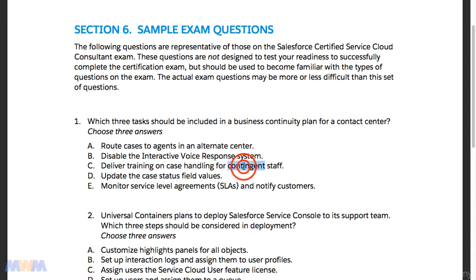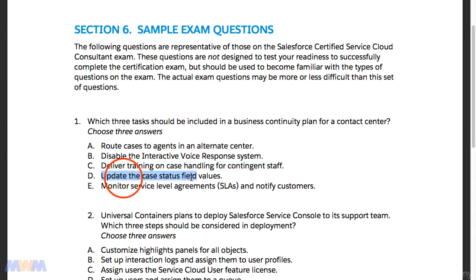C is a proactive step you can take: you can deliver training on case handling for contingent staff. Contingent staff would be people that are trained in handling cases in case something goes wrong. This has to do with cross-training, enhancing the skills of your reps or your support staff or other people so that in a bind they can help with your business continuity if things go wrong. So C is a correct answer.